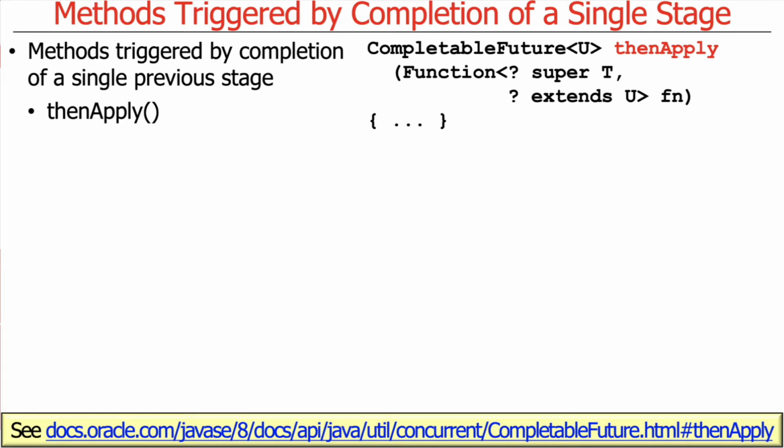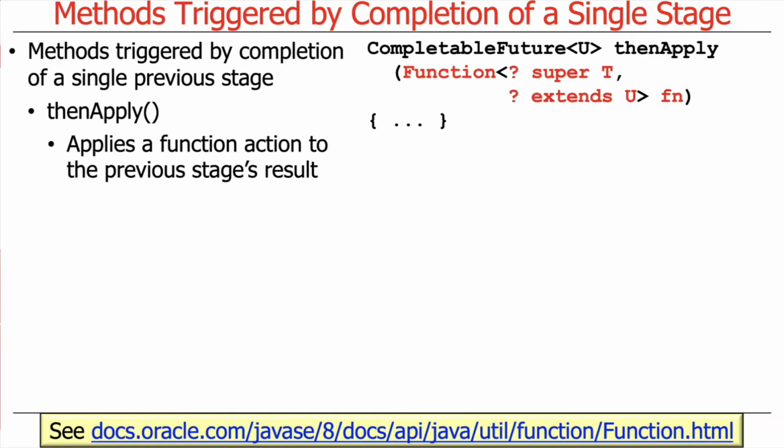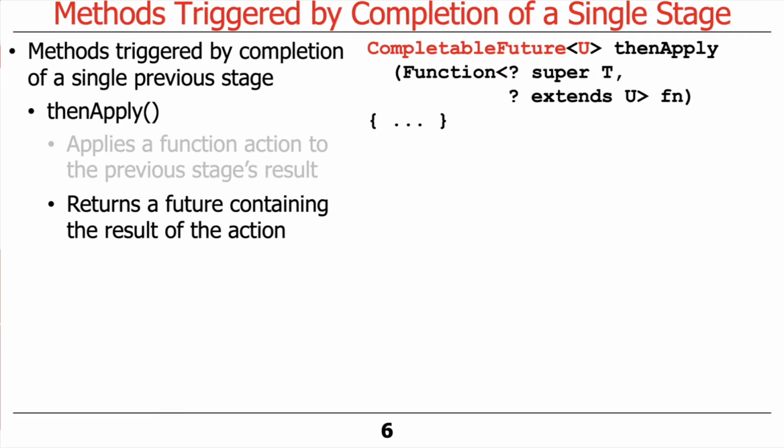This is the thenApply method, which is triggered by the completion of a single previous stage. Here's the signature of that method. You can see it's got thenApply, returns a completable future, and it's passed a function. This function is the action that will be applied to the result when the previous stage completes. So whenever the previous stage, which is often something like the result of supplyAsync, completes, you get some result when it's done being run in the background, and then we apply a function to the result. It returns a completable future that contains the results of whatever function was applied.